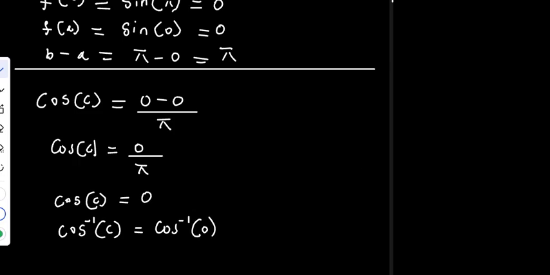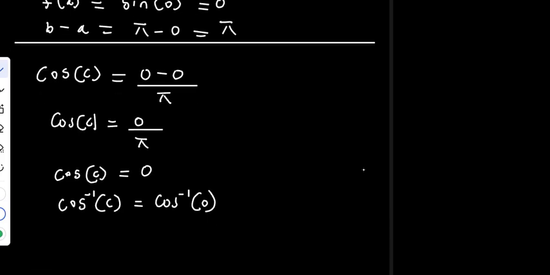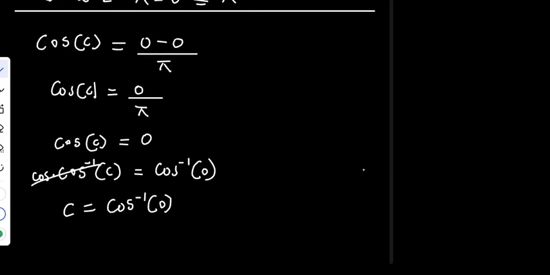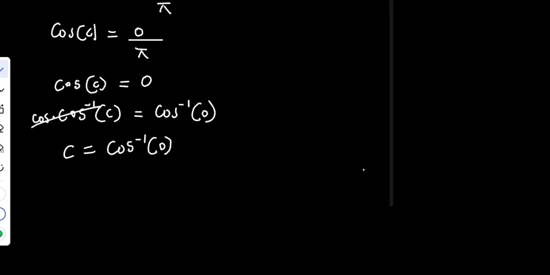So we inverse all sides, and we're going to have c is equal to the cos inverse of 0. Now the cos inverse of 0 is going to give us 90. So we can say that c is equal to 90, and we can express 90 as pi over 2, because pi is 180. So therefore we can say c is equal to pi over 2.